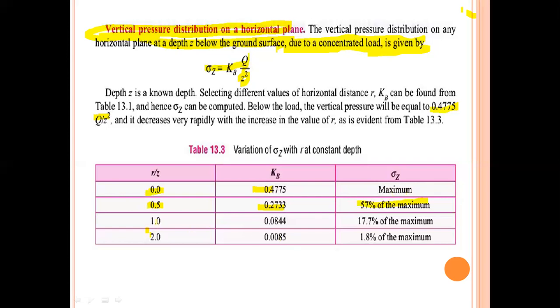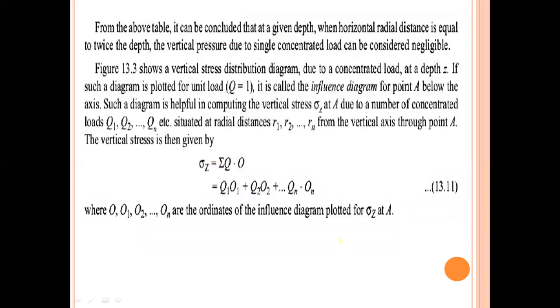Similarly, for r by z equal to 1, Kb value is 0.0844, and the stress sigma z is 17.7 percent of the maximum. For r by z equal to 2, Kb value is 0.0085, and the stress is 1.8 percent of the maximum. From the above table, it can be concluded that at a given depth, when the horizontal radial distance is equal to twice the depth, the vertical pressure due to a single concentrated load can be considered negligible.